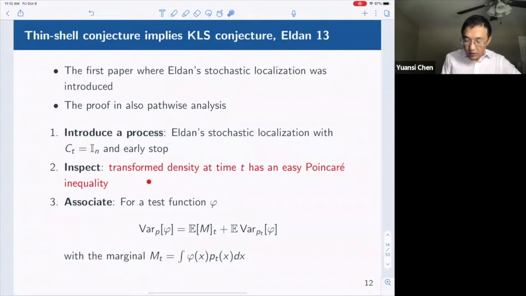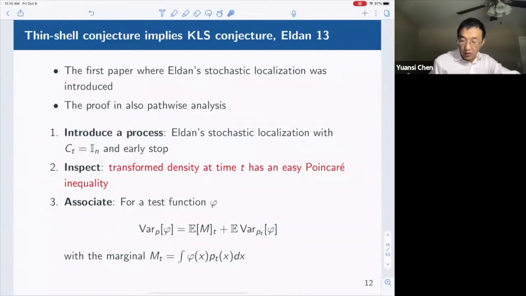What you observe is that when you transform the density using Eldan's stochastic localization, you add some Gaussian part. And when you add some Gaussian part, it's easy to prove some Poincaré inequality, some kind of isoperimetric inequality at time t. What you really want is the Poincaré inequality for the original density, for any test function like a Lipschitz function. You can use a formula to relate the variance under the original density and the variance of the density at time t. I'm not going into details about this calculation, but the key idea is there. This idea of introducing a process to transform your density and relate back, with Eldan's stochastic localization, really started in 2013.